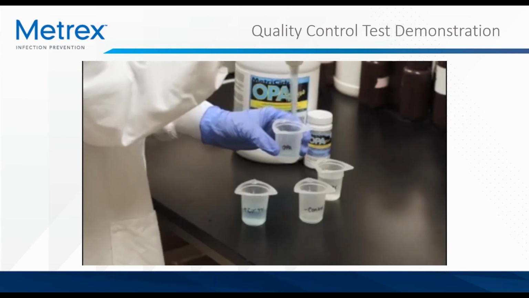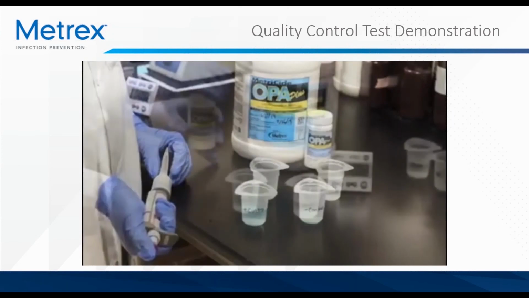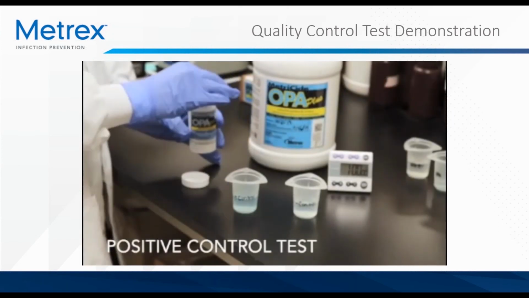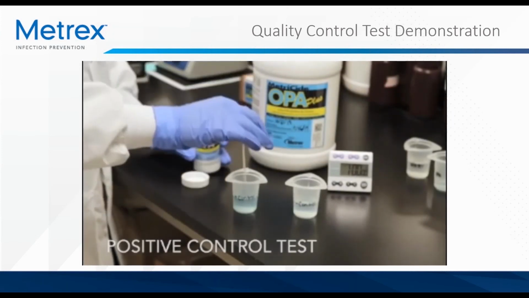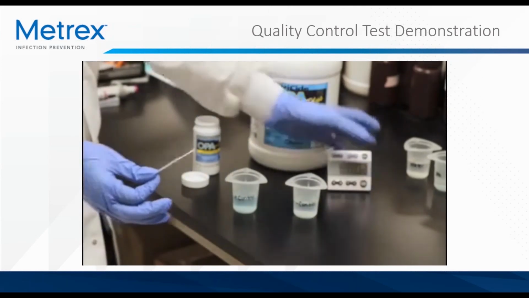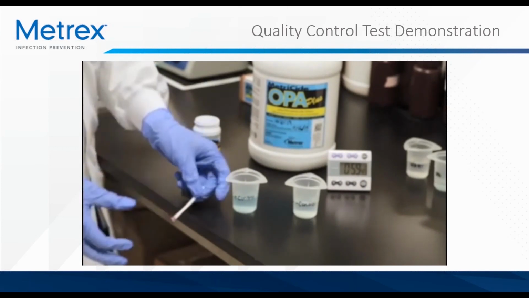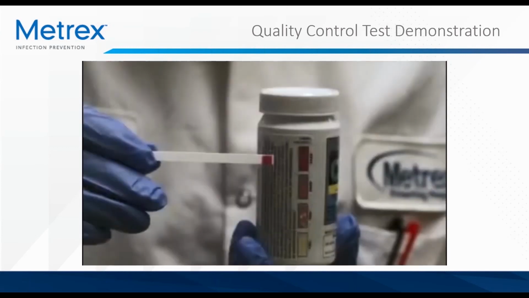And be sure to mix the negative control thoroughly. Perform the positive control test by taking one Metrocide OPA Plus solution test strip and dipping it into the beaker, holding the positive control for 2 seconds. After dipping, vigorously shake the test strip once and hold horizontal for 1 minute.